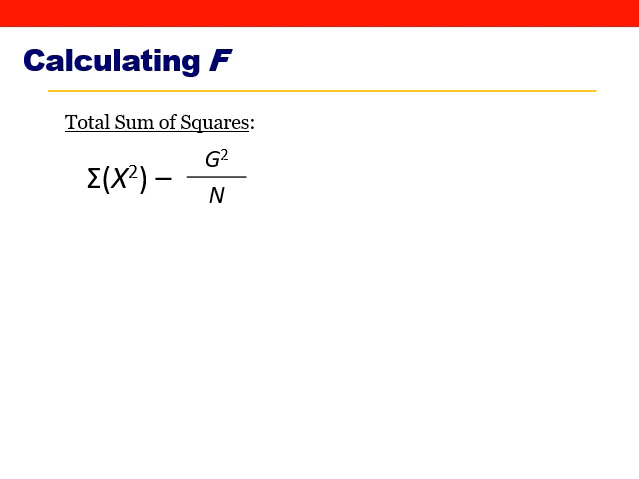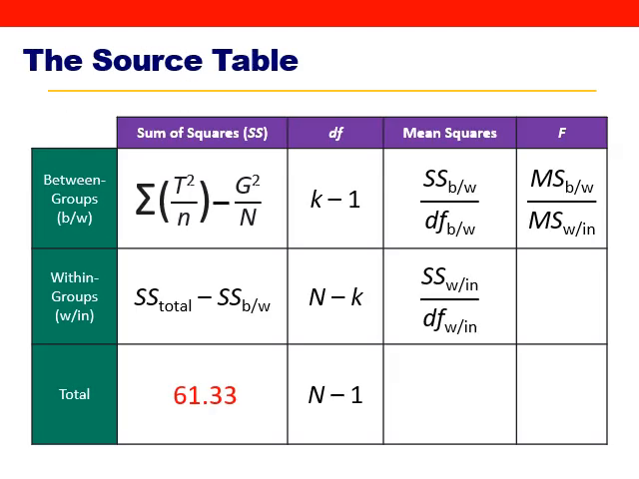Here again is the formula for the total sum of squares. So all we need to do is take those 3 numbers and plug them into the formula. Our sum of x squared is 228, the value of G is 50, and the value of big N is 15. We then square 50, divide it by 15, and subtract that number from 228 to give us our total sum of squares, which in this case is 61.33. So we'll take that number, 61.33, and plug it into the source table in the appropriate place.